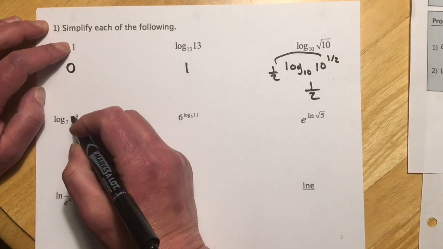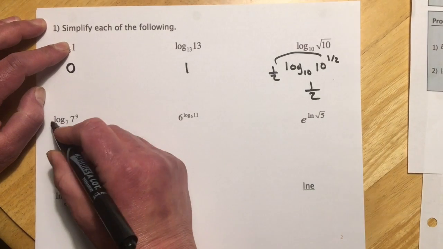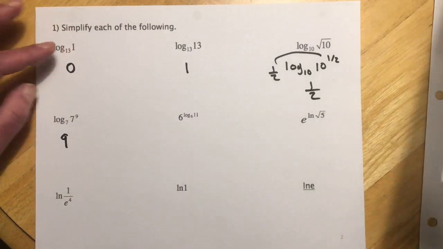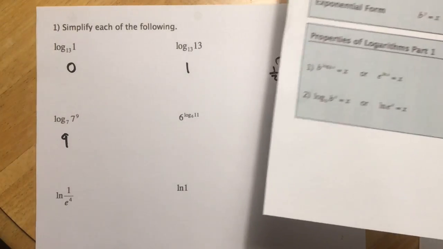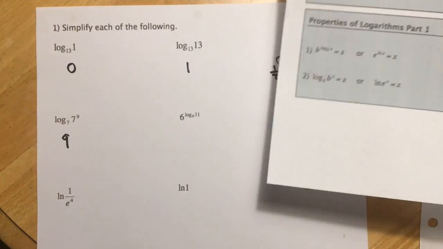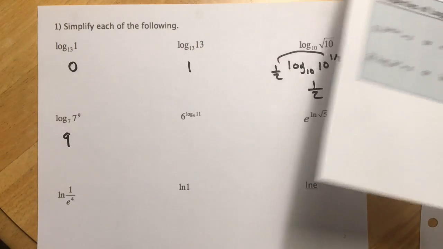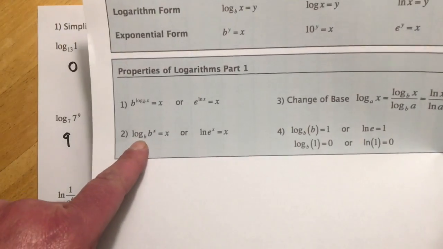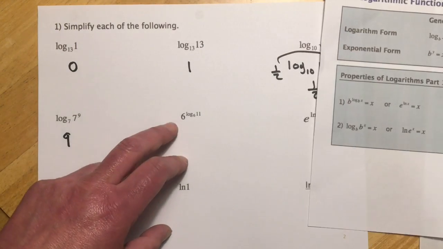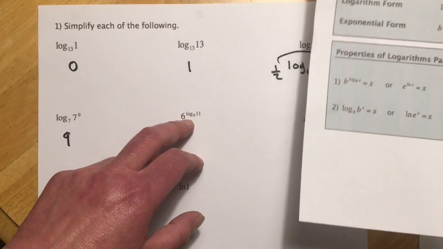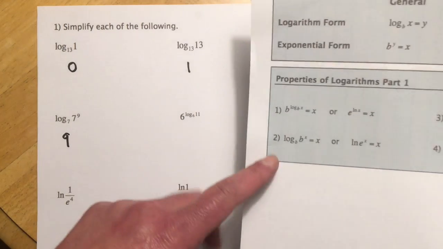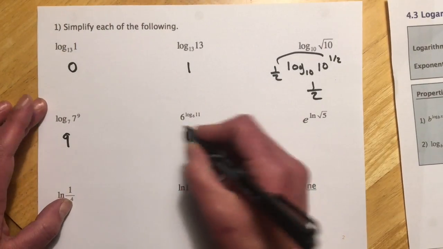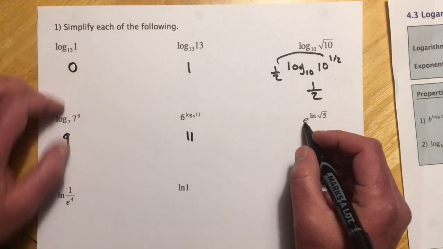Here, 7 to the 9th in a log base 7, it's just the 9. The reason is 7 raised to the 9 is some big number, and this is asking what do I raise 7 to get that big number, and the answer is right back to 9. And that's this one right here. 6 raised to log base 6 of 11, that is this one, and so it's just going to be the 11. You probably start seeing a theme here.